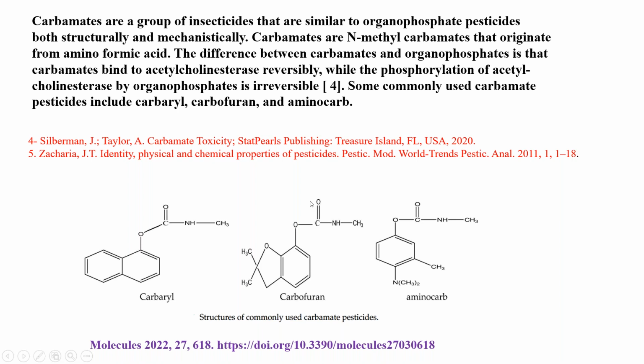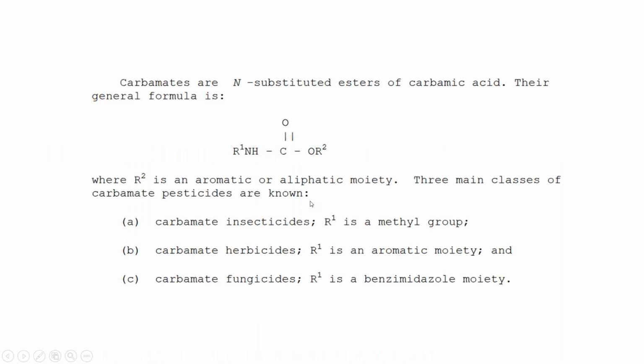For example, in this slide, you can see if we change the R to a methyl group, we get an insecticide, and if we change the R to an aromatic compound, a herbicide carbamate is produced. And also, if R is a benzimidazole, the carbamate is a fungicide. So the application of the carbamate is important.